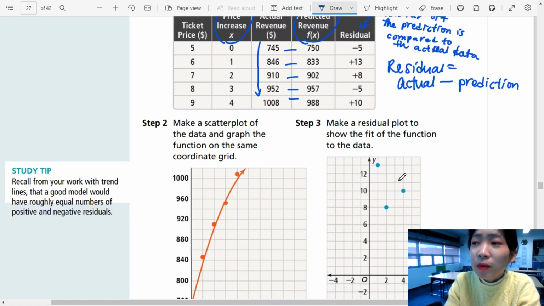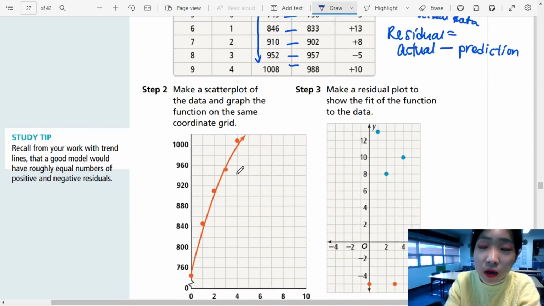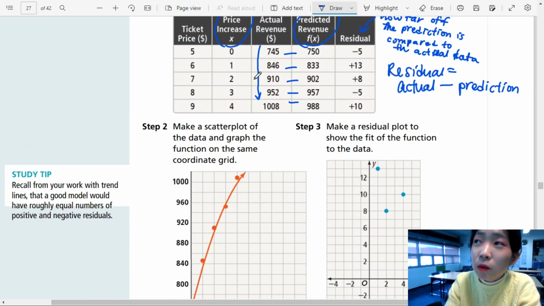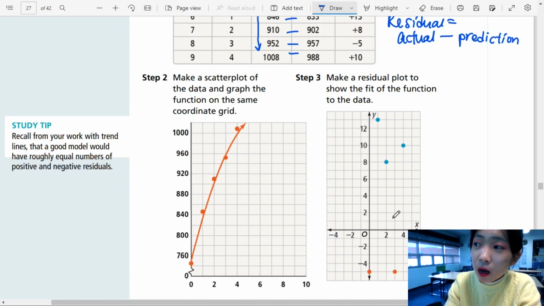So you can make a scatter plot. The scatter plot will not exactly fall onto the curve, just like the scatter plot on a linear equation, right? You're gonna graph the function and then see if it does follow. Okay, the residual plot we have is here. So 0, -5, 1, 13. We're going to use the same x, but for each price increase, those are the residuals, how much the predictions were off.